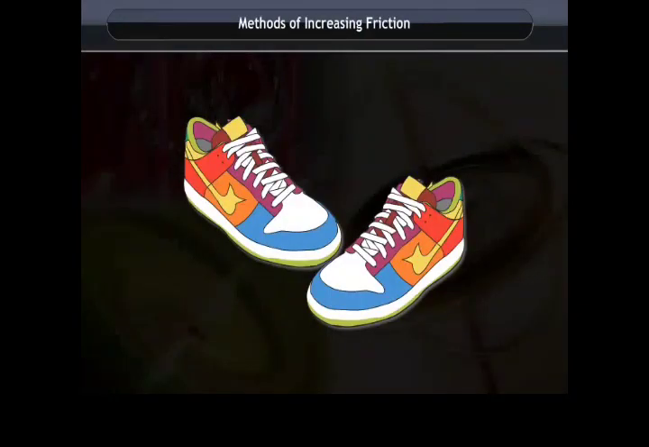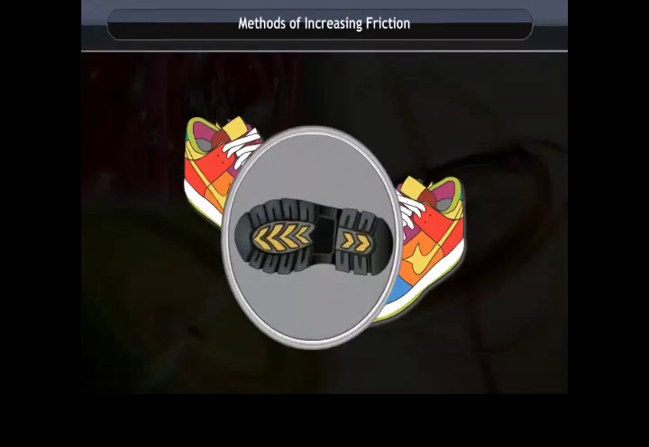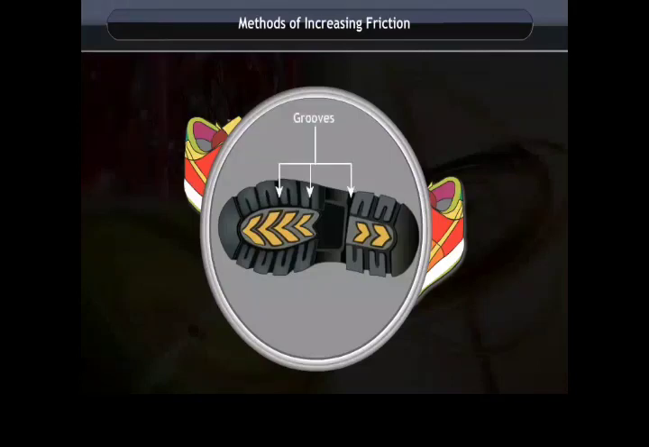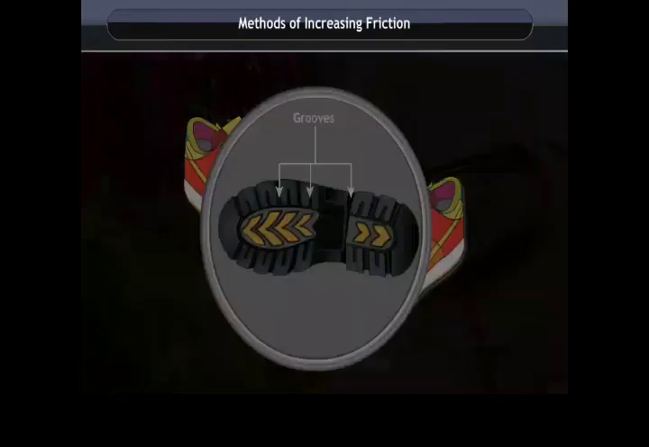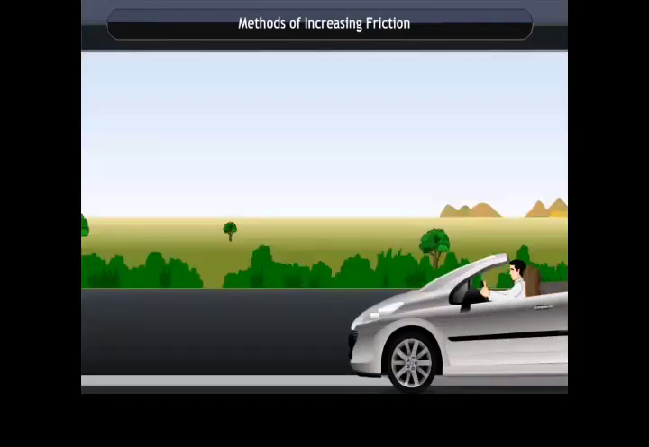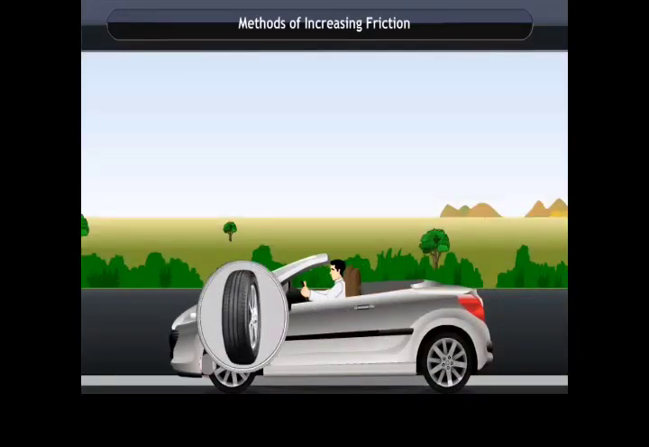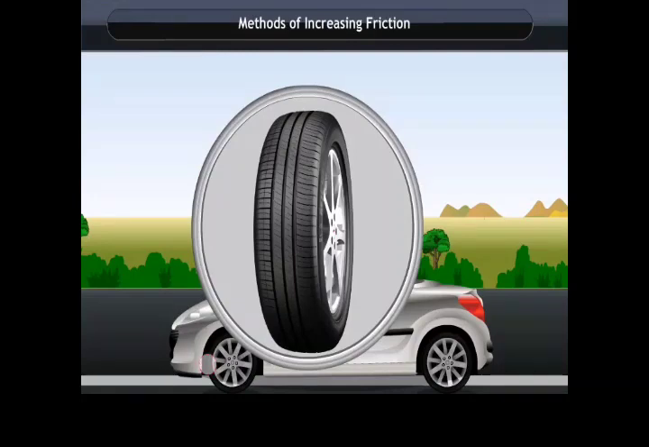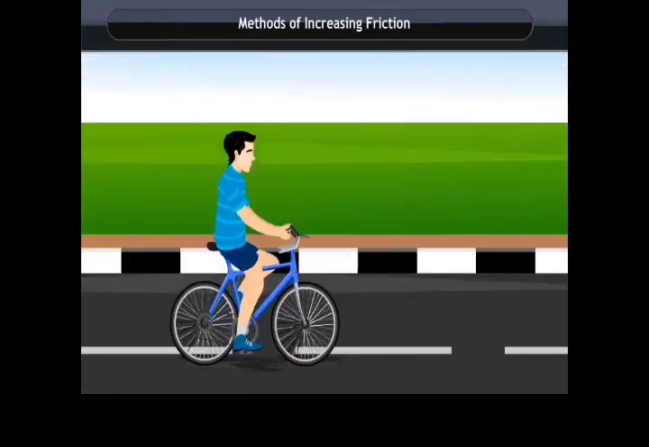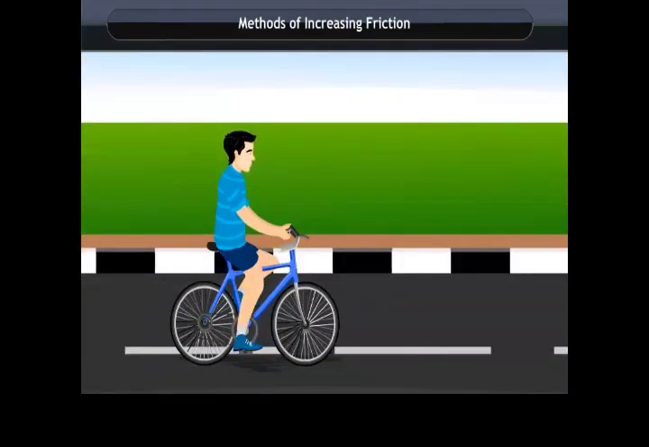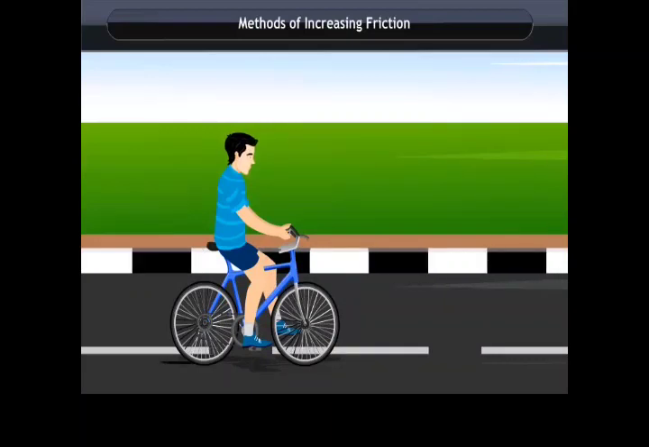Methods of increasing friction. Soles of our shoes are grooved purposely to provide them a good grip on the road while walking. Tires of vehicles are specially treated so as to have a good grip on the road and have less chances of slipping while moving and taking turns on the road. In bicycles and other automobiles, brake pads are used for increasing friction.